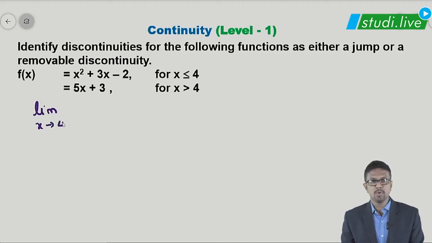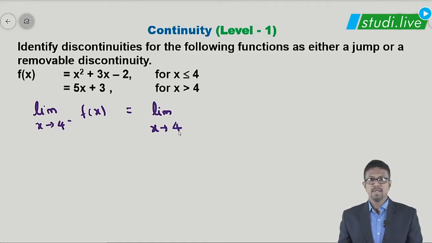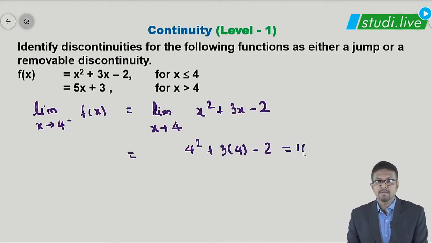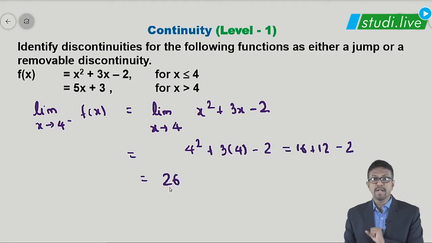So limit x tends to 4 minus f of x is equal to limit x tends to 4 minus. Now since I am saying x tends to 4 minus, that is when the value of x is less than 4, the function that we have to use is x square plus 3x minus 2. So let us apply the value of x equal to 4. I will get 4 square plus 3 into 4 minus 2. So this is 16 plus 12 minus 2, which is equal to 28 minus 2, so that is 26. So this is what we are getting as the left hand limit.